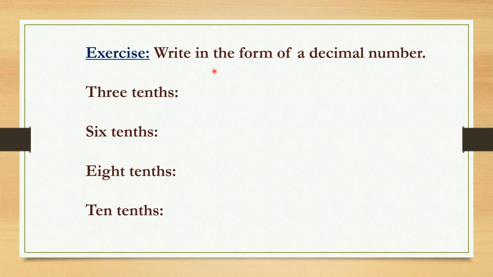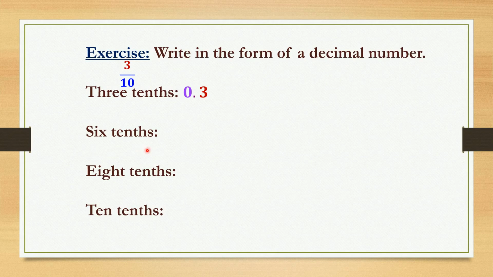Exercise, write in the form of a decimal number. Now here we have a number written in words, 3/10. 3/10 is equal to the fraction 3 over 10. And we just learned that the fraction 3 over 10 is equal to the decimal number 0.3. So here we cannot write 3/10 as the answer, because they want us to write it in the form of a decimal number, not in the form of a fraction.